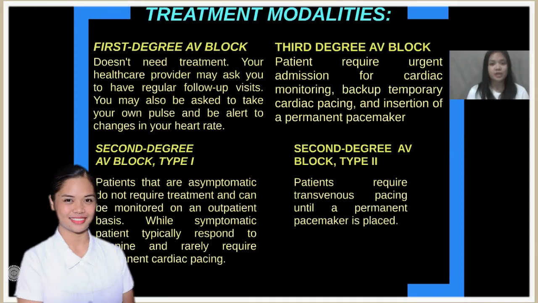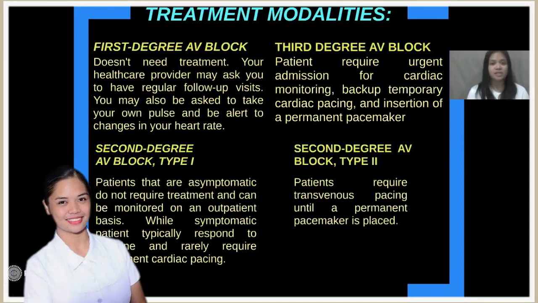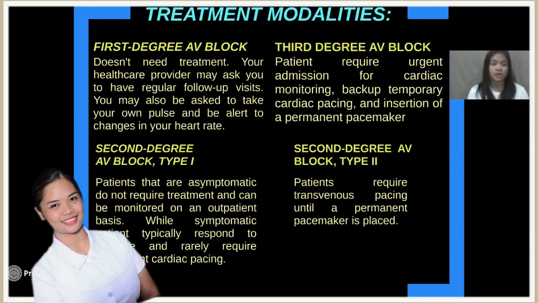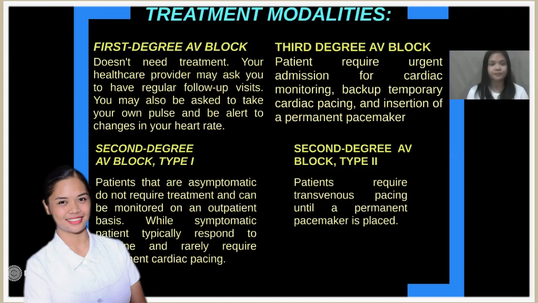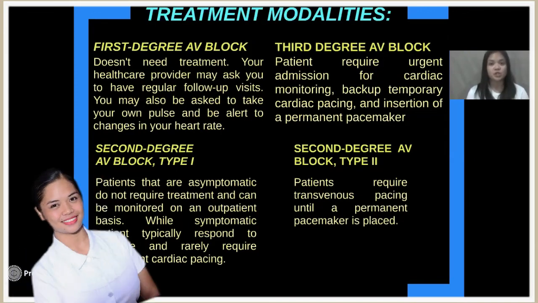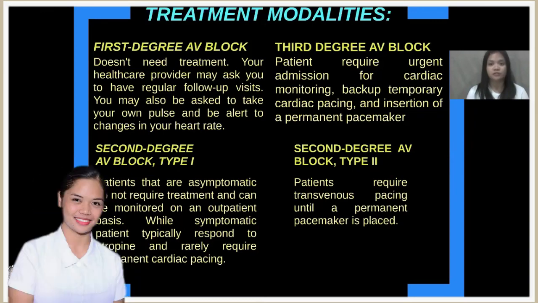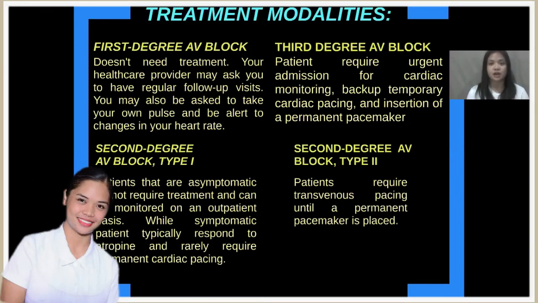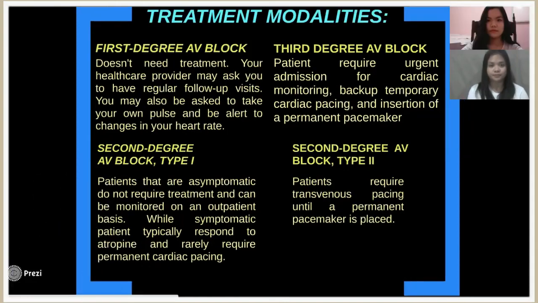On a second-degree AV block type 2, patients require transvenous pacing until a permanent pacemaker is placed. And lastly, on a third-degree AV block, patients require urgent admission for cardiac monitoring, backup temporary cardiac pacing, and insertion of a permanent pacemaker.